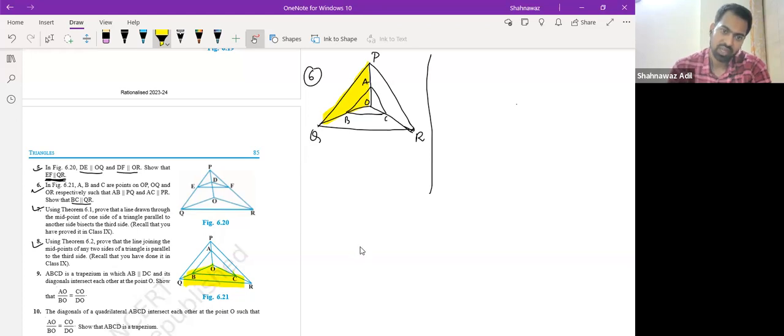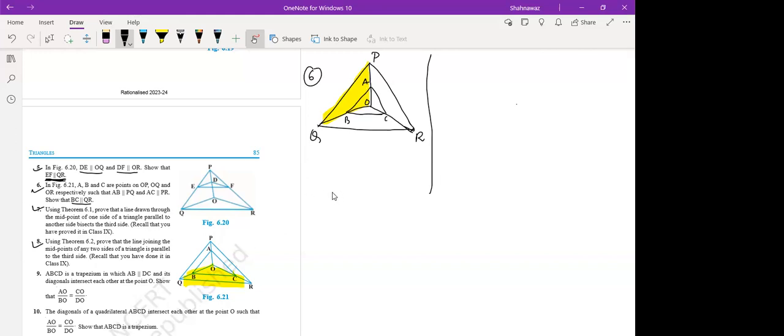So how can we do that? In the back of your mind, you know that we can use the converse. If we want to prove parallel lines, then we have to use the converse of 6.1, so 6.2. If I want to prove BC parallel to QR, I will have to prove that the ratios of these two are the same, right?